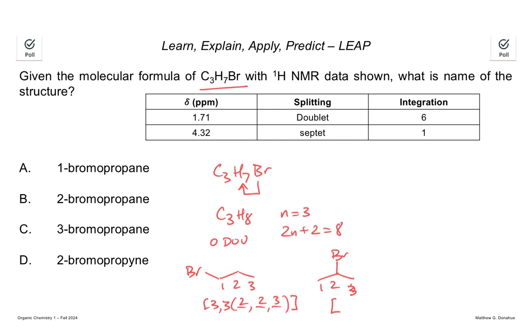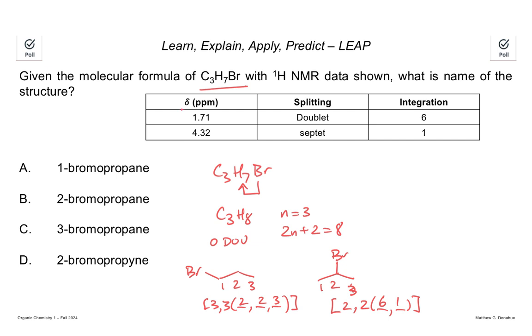So for the 2-bromo compound, how many unique carbons does that have? So it has 2. And then the unique sets of hydrogen. So 2 as well. And that ratio should be 6 and 1. So now that we've figured that out, we can then go look at the data and see which one matches.